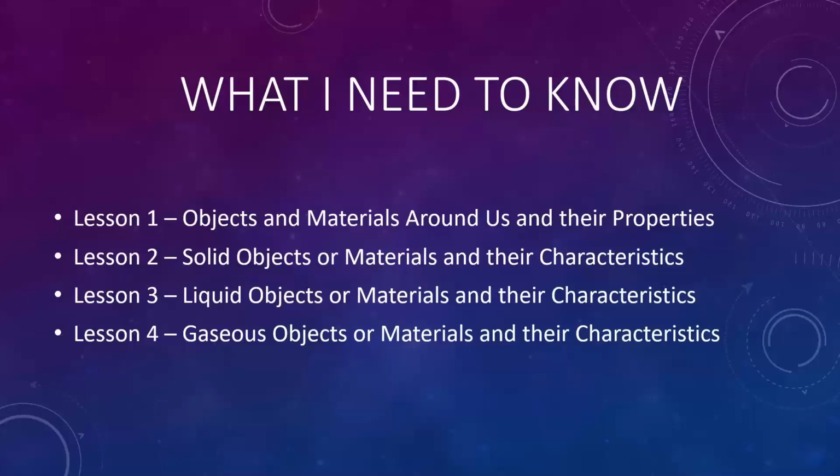What I need to know. This module is divided into 4 lessons. Lesson number 1. Objects and materials around us and their properties. Lesson number 2. Solid objects or materials and their characteristics. Lesson 3. Liquid objects or materials and their characteristics. Lesson 4. Gaseous objects or materials and their characteristics.